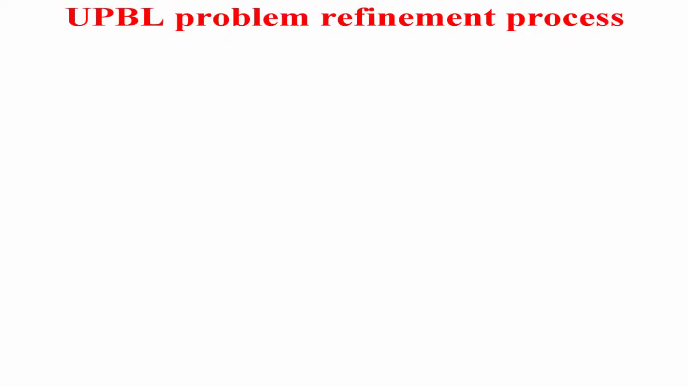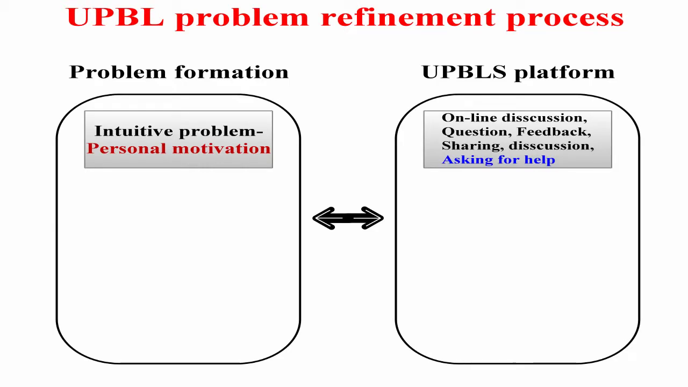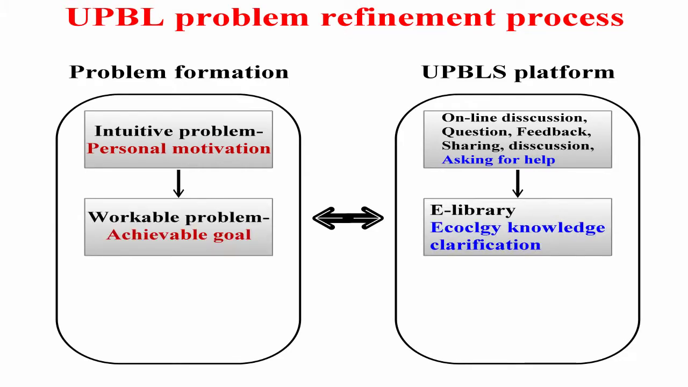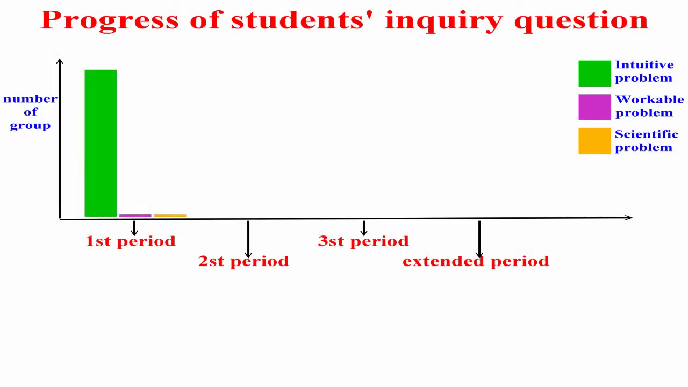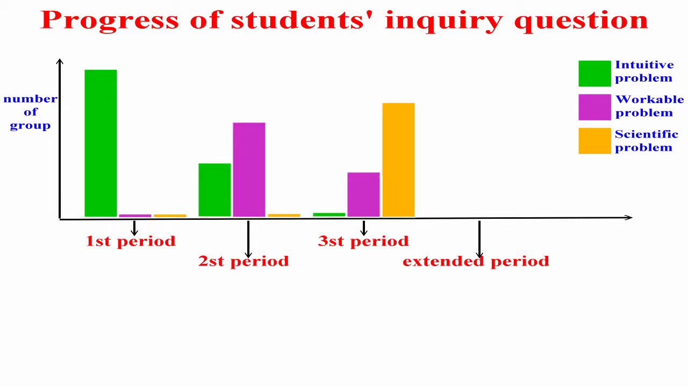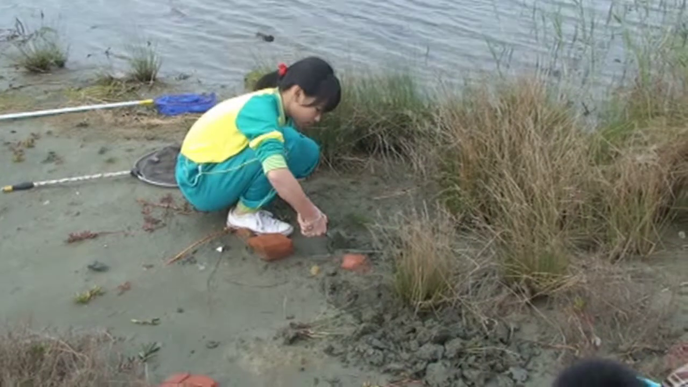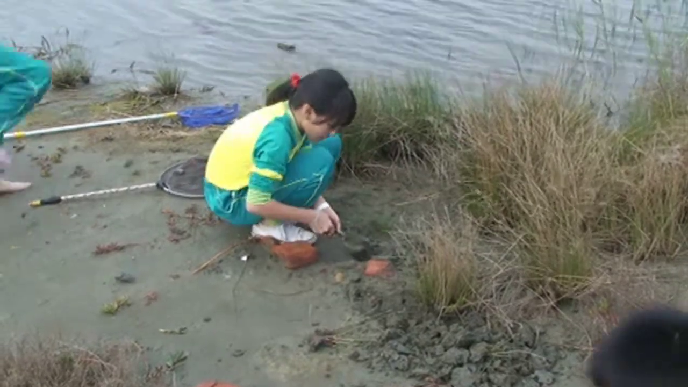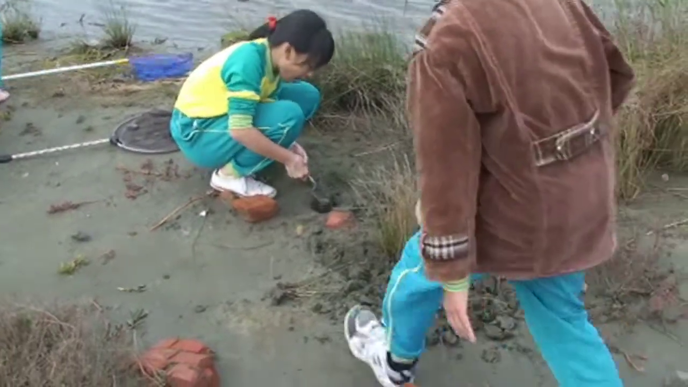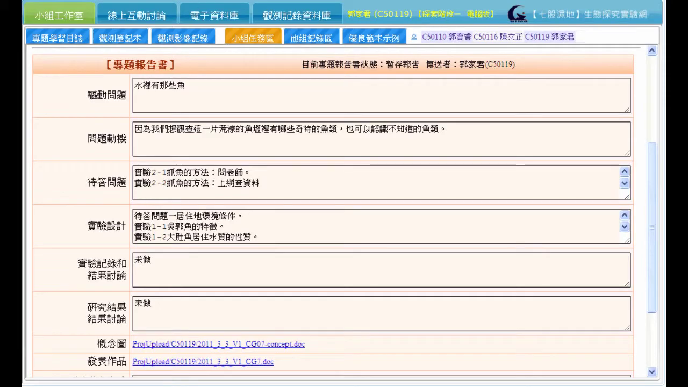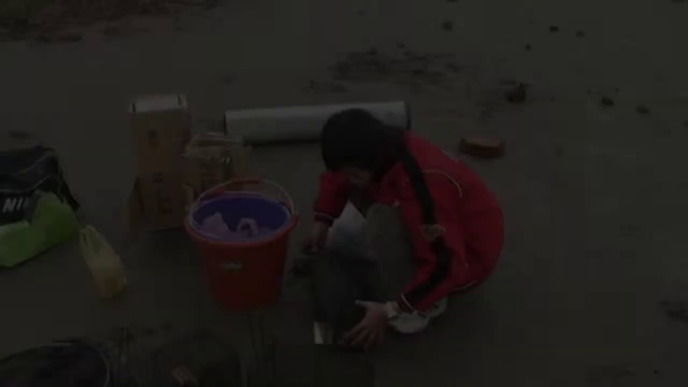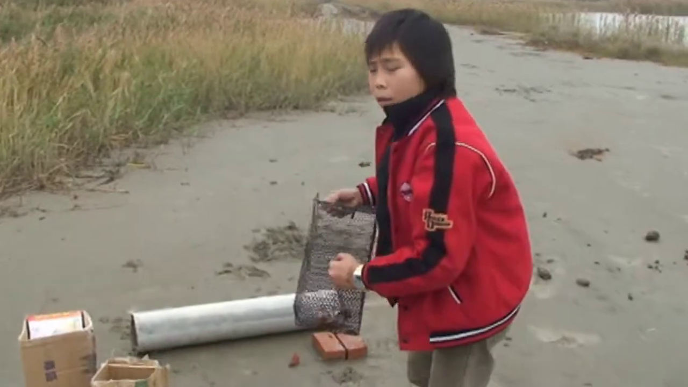Findings. The results revealed that students' learning progress was consistent with the model prediction of the UPBLS proposed in the study. 59.1% of novice learners and 100% of experienced learners achieved the scientific problem inquiry level. The results suggested the applicability of the UPBLS. It was also found that the systematic scaffolding effectively enhanced students' scientific inquiry skills through the 20-week intervention.